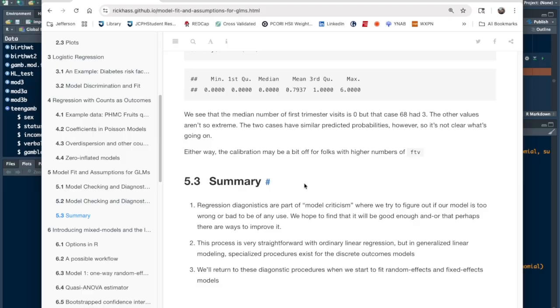So again, we will return to some diagnostic procedures. I actually have to update that with this new piece of information, and I'll do that in the subsequent week.